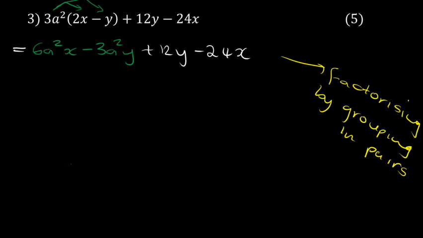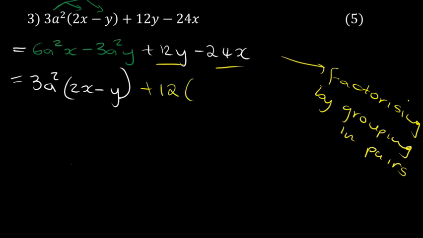Okay. So what I'm going to do is, it's up to you whether you want to start from scratch or whether you want to follow what they've already done for you. I'm going to go ahead and just follow what they've already done for me. They had that as the first part. So now I'm going to group these two. Here, these two terms, I can take out a common factor of 12. I will be left with y minus 2x.